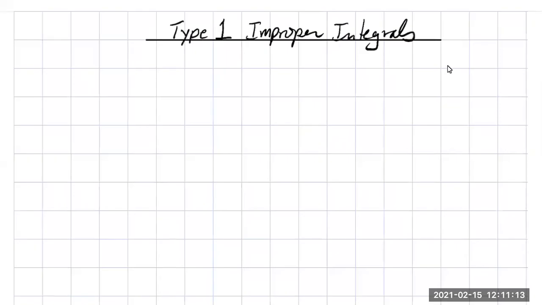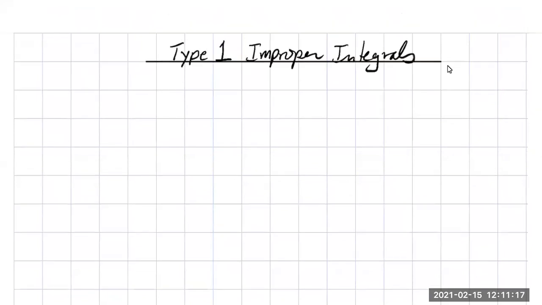All right, gang, this next section, we're going to talk about type 1 improper integrals. There are actually two types, and we'll talk about type 2 improper integrals in a separate lecture. But just to give you an idea of what's going on here, let's jump right in by way of an example. Consider the following.